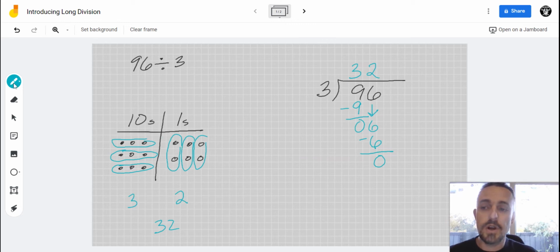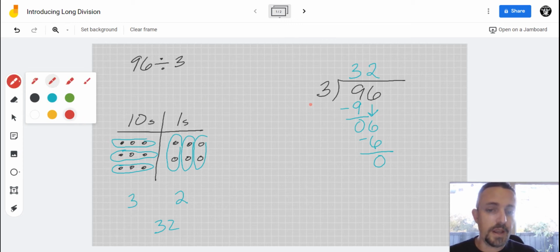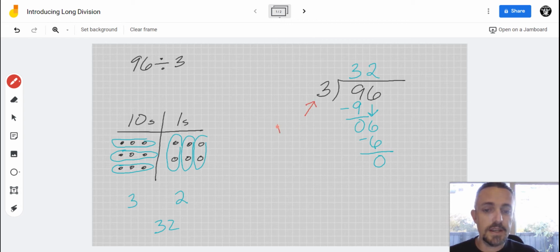Although I do want to show you one other thing with this particular problem, okay? So take a look here. We're going to name the different pieces of this problem. Okay, so right here, this 3 is your divisor, right? This is your divisor.